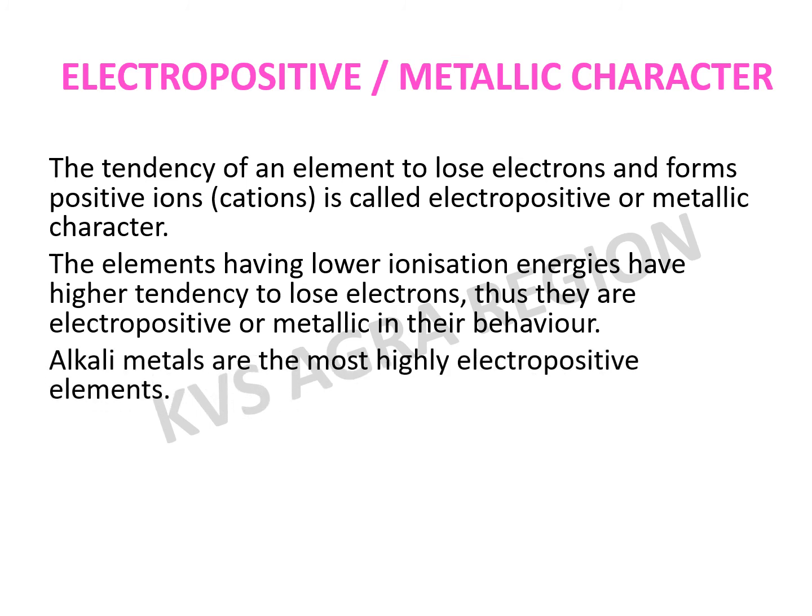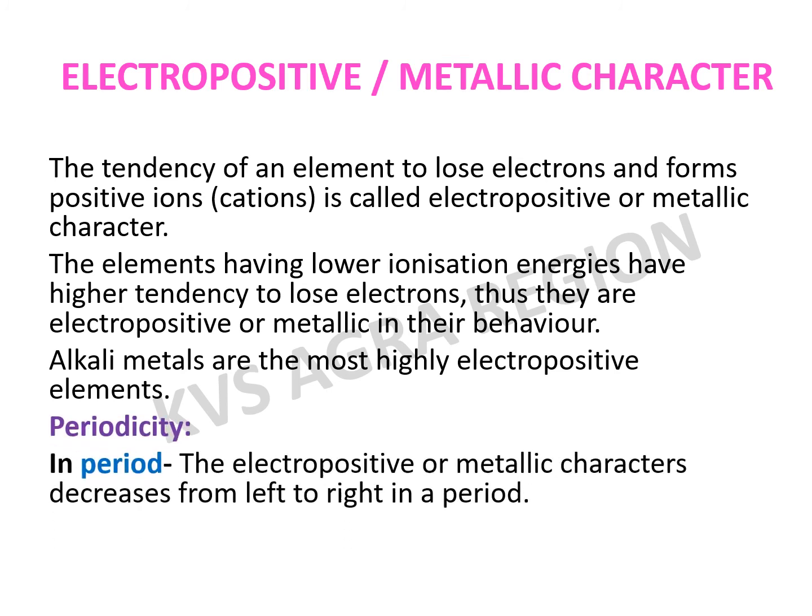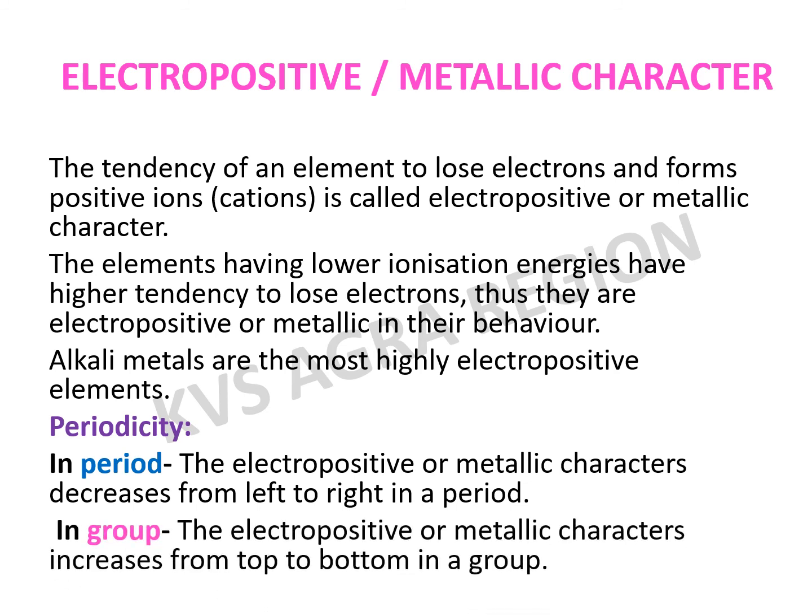Alkali metals are the most highly electropositive elements due to their bigger size and lower ionization energies. Periodicity. In period, the electropositive or metallic character decreases from left to right. In group, the electropositive or metallic character increases from top to bottom.